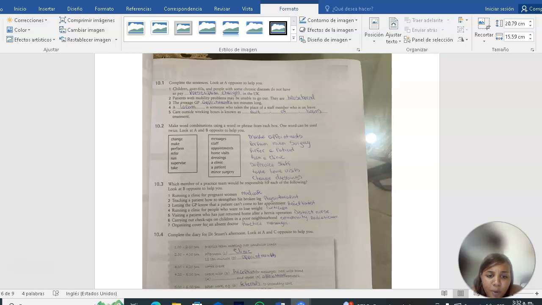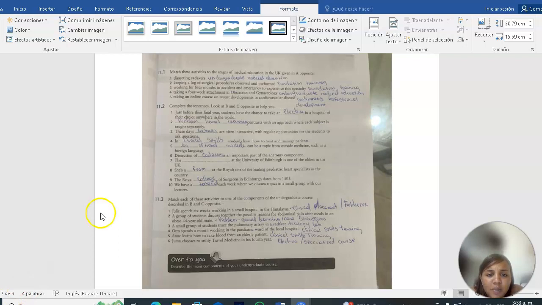Running a clinic for pregnant women: midwife. Helping a patient to straighten his broken leg: physiotherapist. Letting the doctor know that a patient has come to the appointment: receptionist. Running a clinic for people who want to lose weight. Visiting a patient who is in a retirement home after a hernia operation.